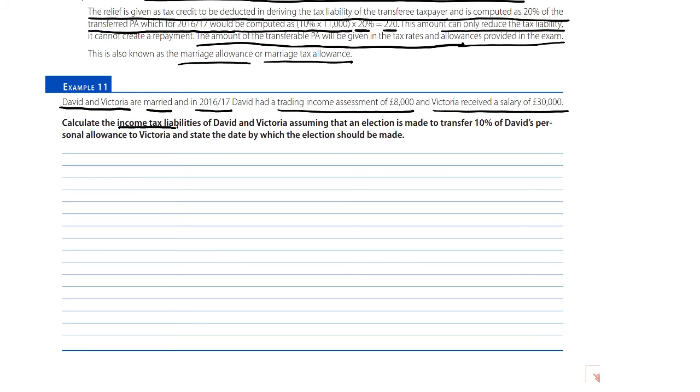Calculate the income tax liabilities for both David and Victoria, assuming that an election is made to transfer 10% of David's personal allowance to Victoria, and state the date by which the election should be made. Now, obviously, stating that date is just following the rule, and that's something you'll get to grips with later as you go through. But let's have a little look at how we would now attempt to answer that.